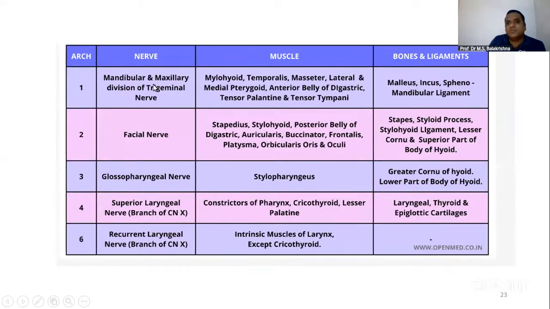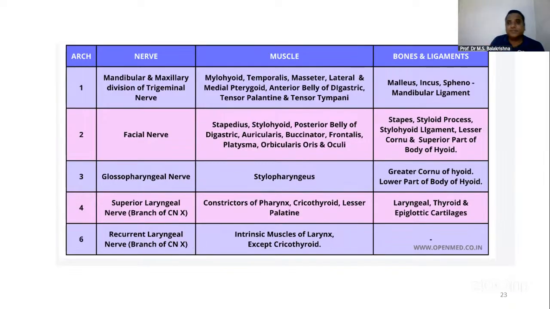Yes. So the first arch. So second, third, fourth. These are the nerves, arches. So the first arch is supplied by the maxillary and mandibular divisions of the trigeminal nerve. Basically, these are all the muscles. So your muscles of mastication come here, and the anterior belly of digastric is here. Please make a note. Then the facial nerve is the nerve of the second arch. All your muscles of facial expression, they are here. So this is our question and this is the correct answer.